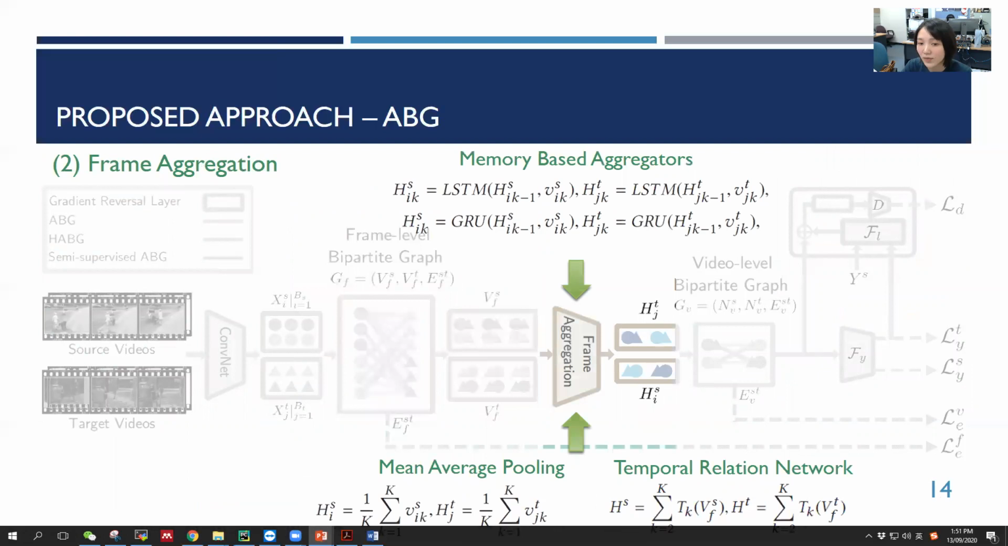To group the sampled frames in a unified video representation and capture the appearance and the temporal dynamics, frame aggregation is applied to the learned source and target node embeddings. As the proposed framework is agnostic to choices of frame aggregation, we examine multiple aggregation functions, including a symmetric pooling function, which is invariant to the orders of frames, two memory-based modules to capture the temporal information among the frames, and a temporal relation network to explore multi-scale temporal dynamics.